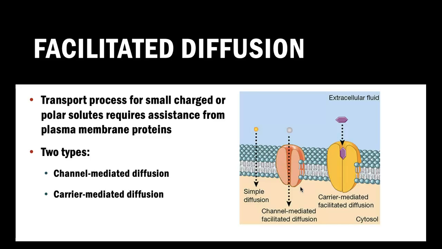Now let's talk about facilitated diffusion. We have two different types. So what we saw previously was simple diffusion, where that molecule is just simply moving through the plasma membrane. And then we have our two types of facilitated diffusion, in which we are going to use some proteins pictured here to assist us in doing that.